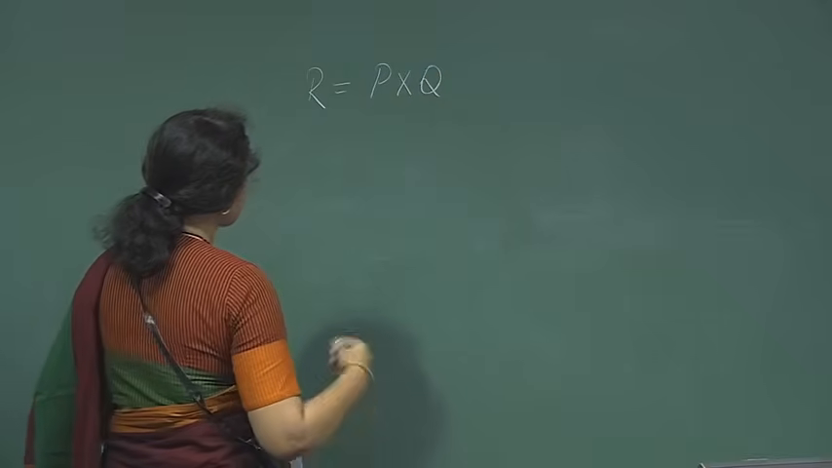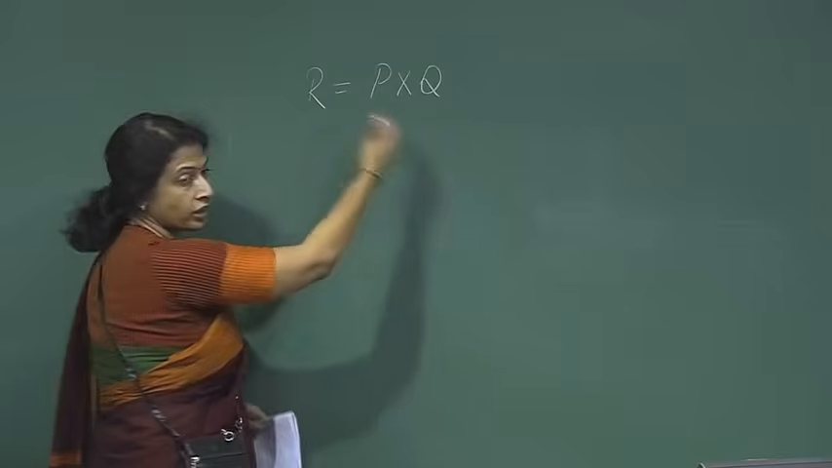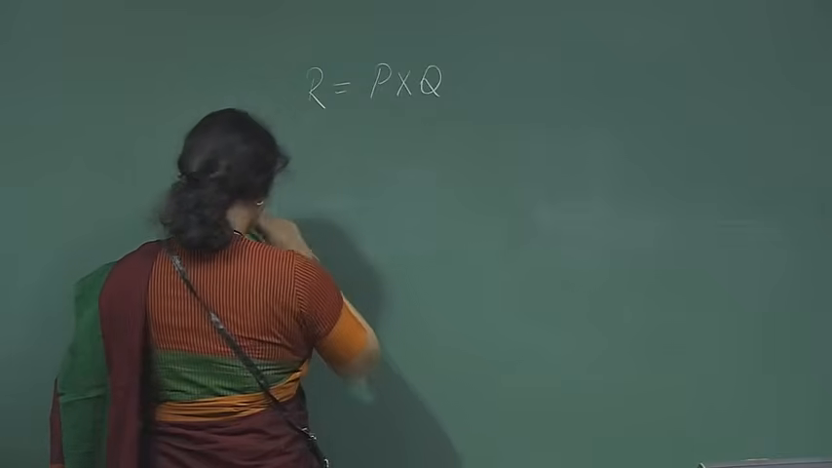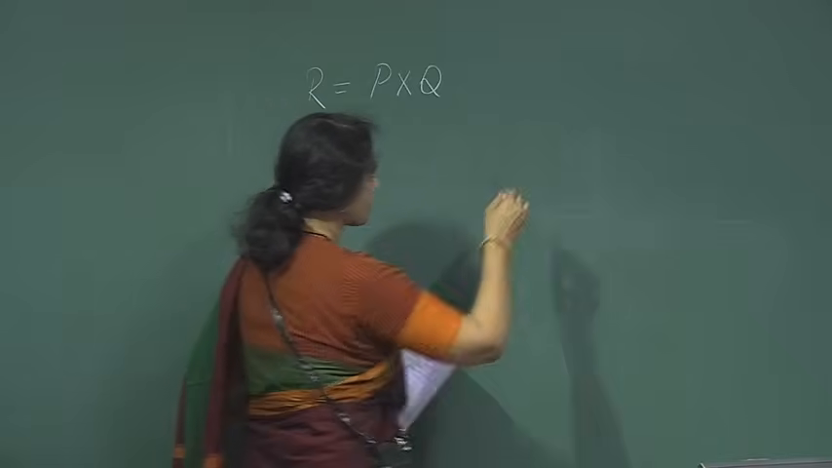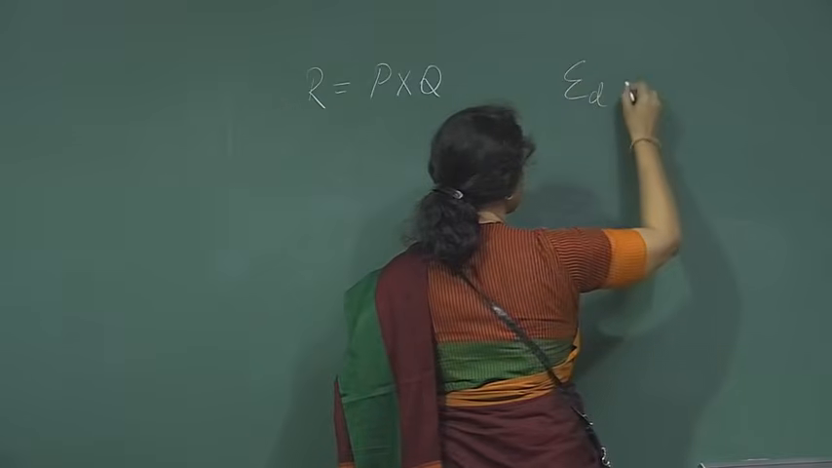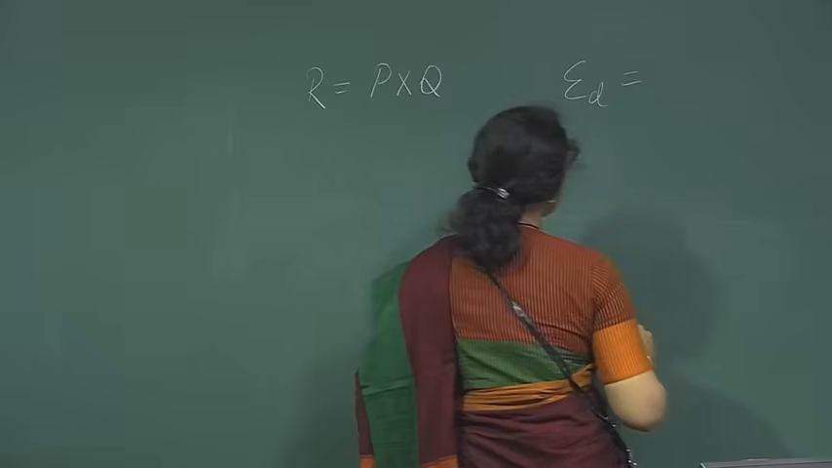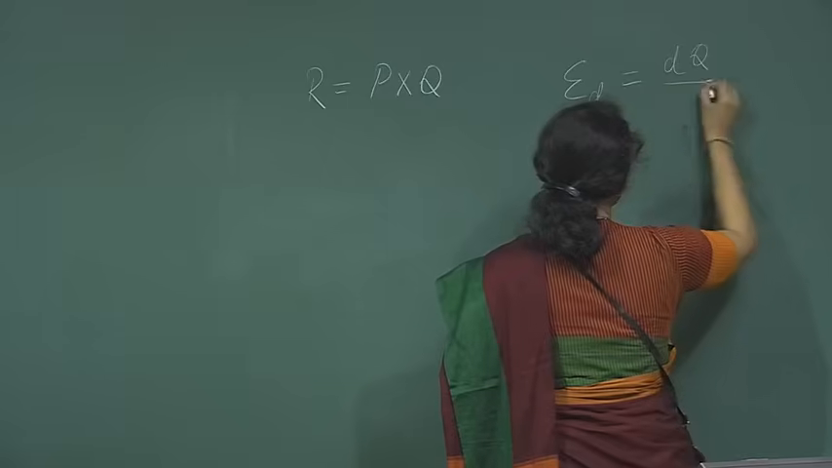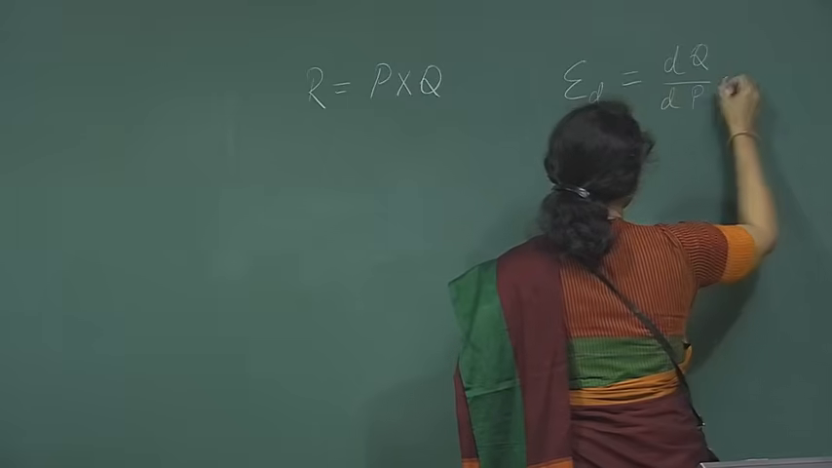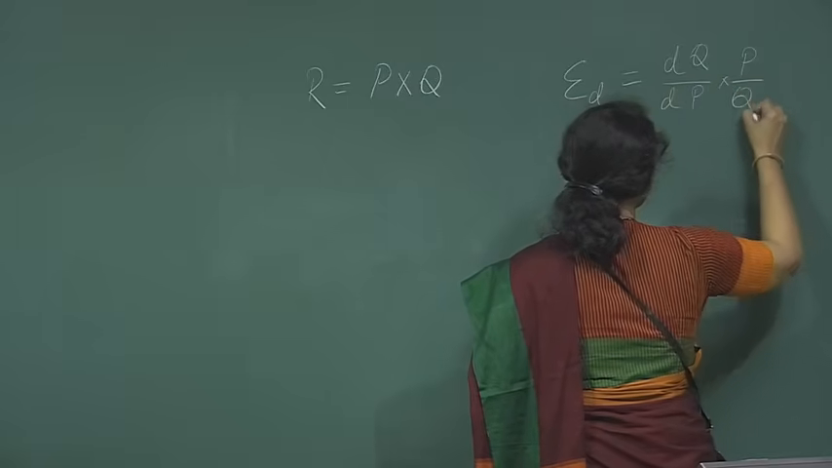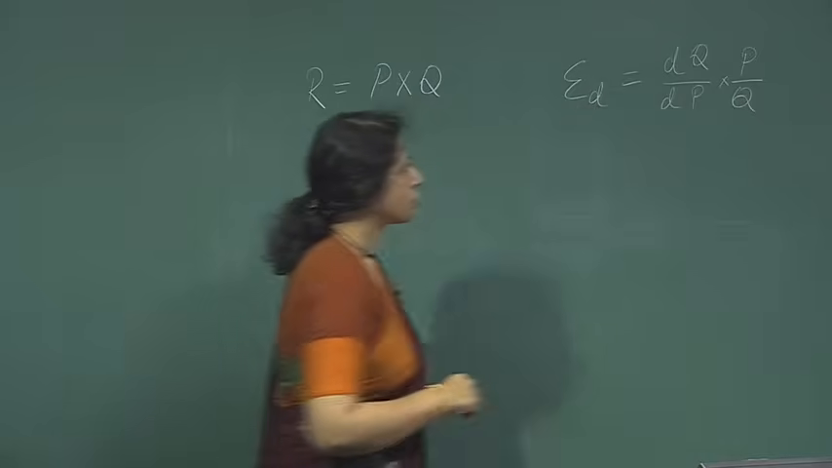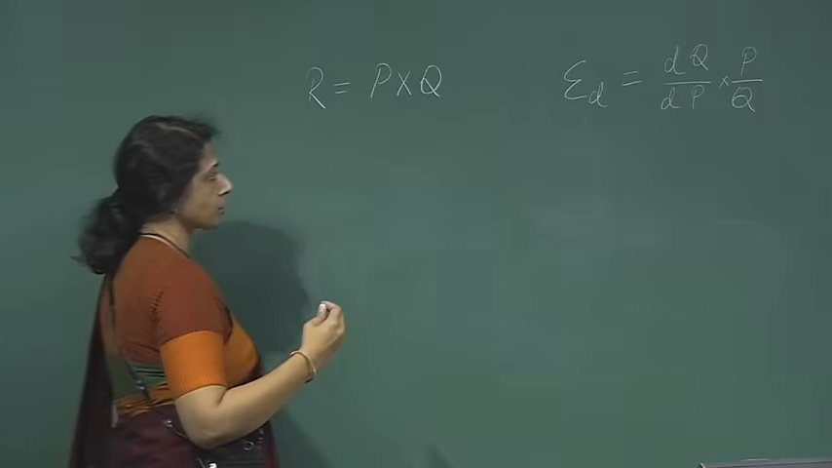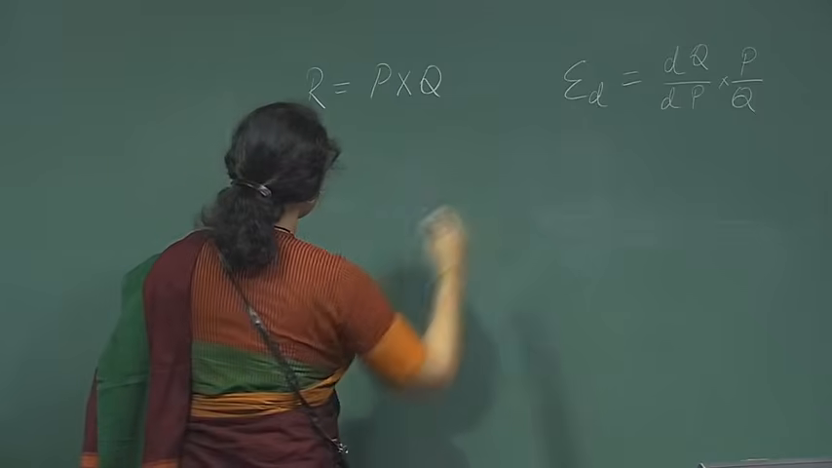Now, we would like to see what happens to revenue when there is a price change. Let us also write the definition of elasticity of demand in mathematical form. This is dq/dp multiplied by P/Q, that is, percentage change in quantity divided by percentage change in price. This is elasticity of demand.